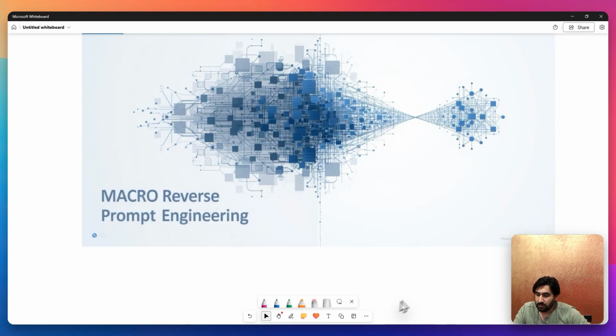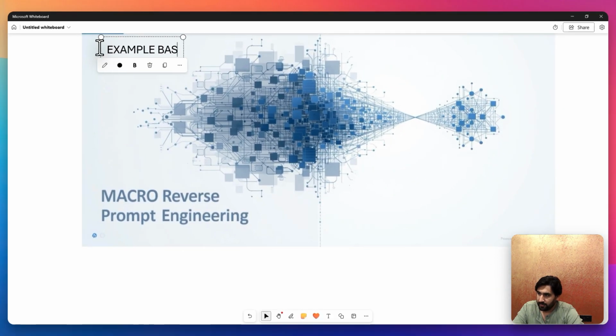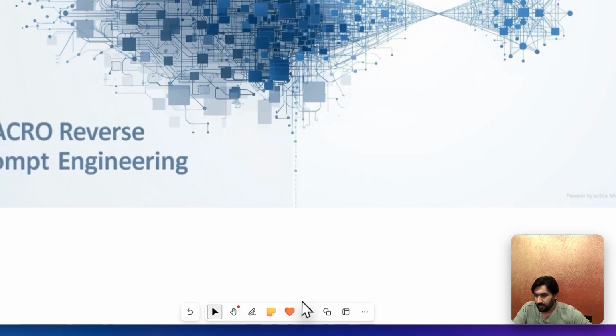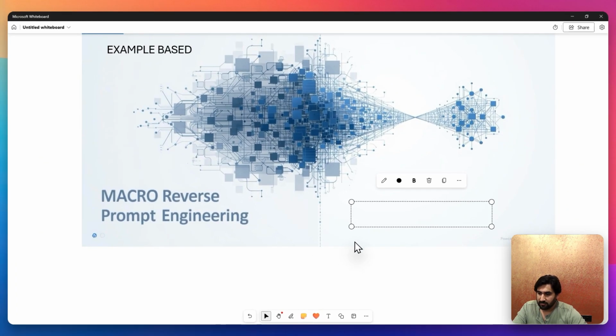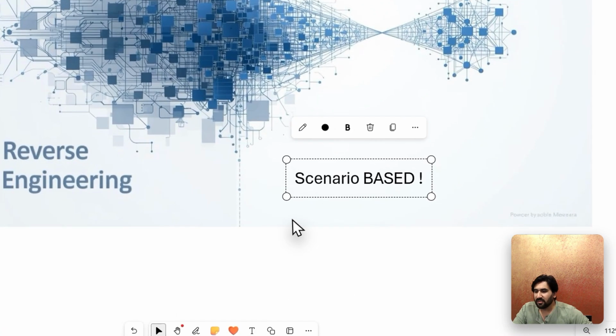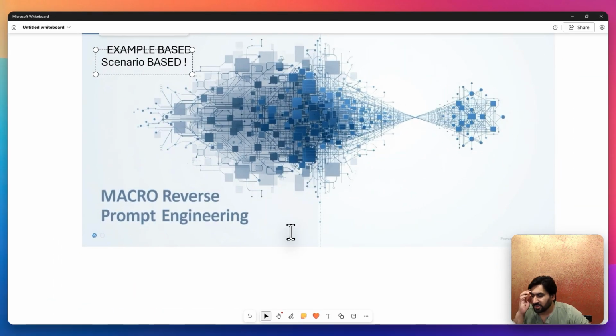I'll cover both the topics for you. One is example based, and the other is scenario based. So these are two different ways in which macro reverse prompt engineering could work. So let's start with the example based first.